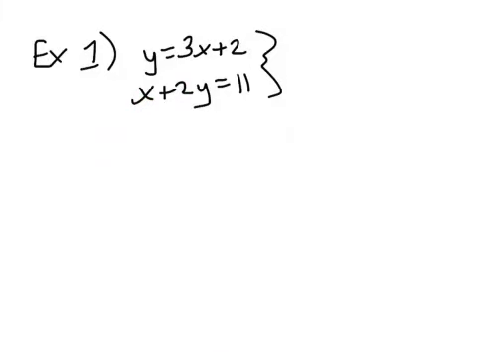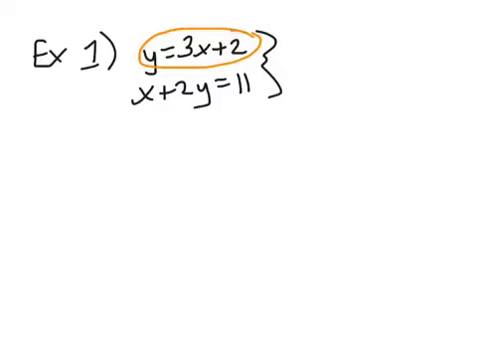Alright, in this case, the two linear equations that we're given are y equals 3x plus 2 and x plus 2y equals 11. So back in step 1, it says find the variable that's solved for. Well in this case, y has been solved for. We see that y equals 3x plus 2. My second step says that I need to take that expression and plug it into my other equation.